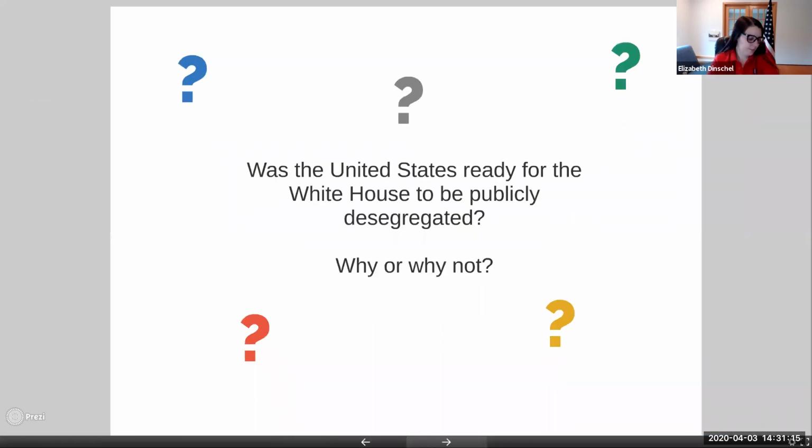So I want to pose a question back to you guys. There's no right or wrong answer. Was the United States ready for the White House to be publicly desegregated? Why or why not? So think about that. That means publicly. Remember we said Richard Morton had been coming to the White House for months. Nobody knew or cared. But Jessie DePriest came and there's this huge fallout. So do you think that the United States was ready to desegregate the White House?